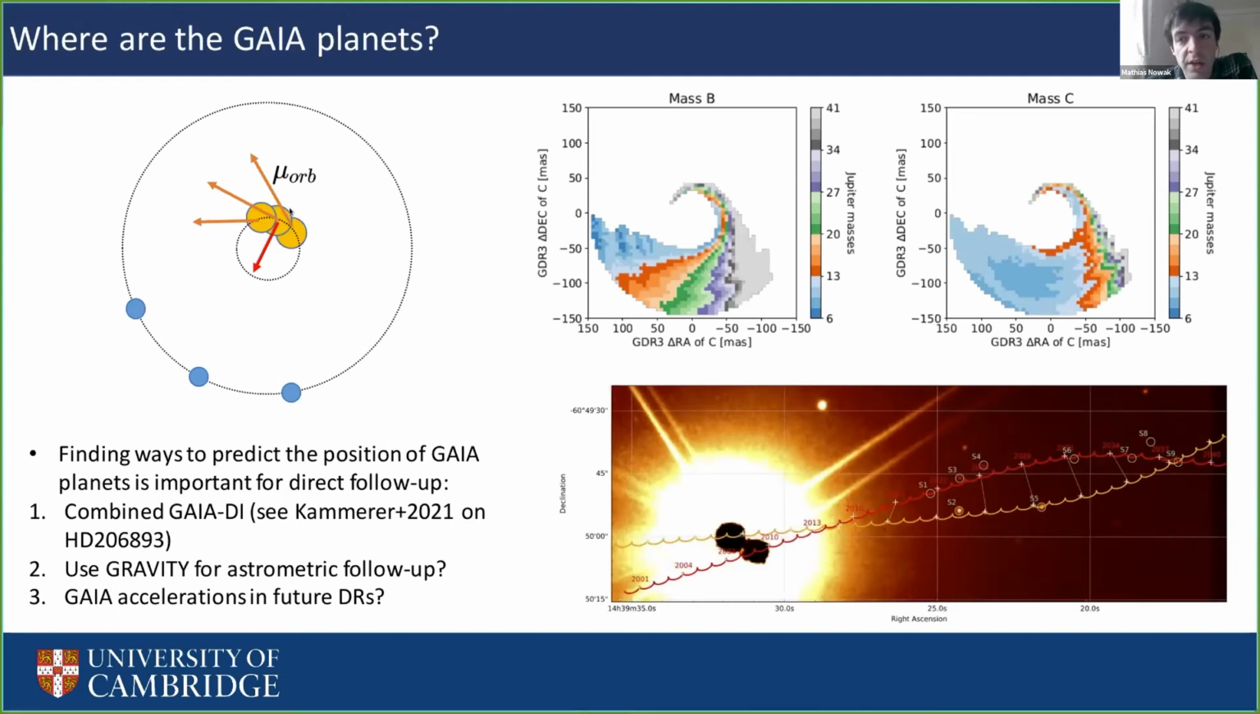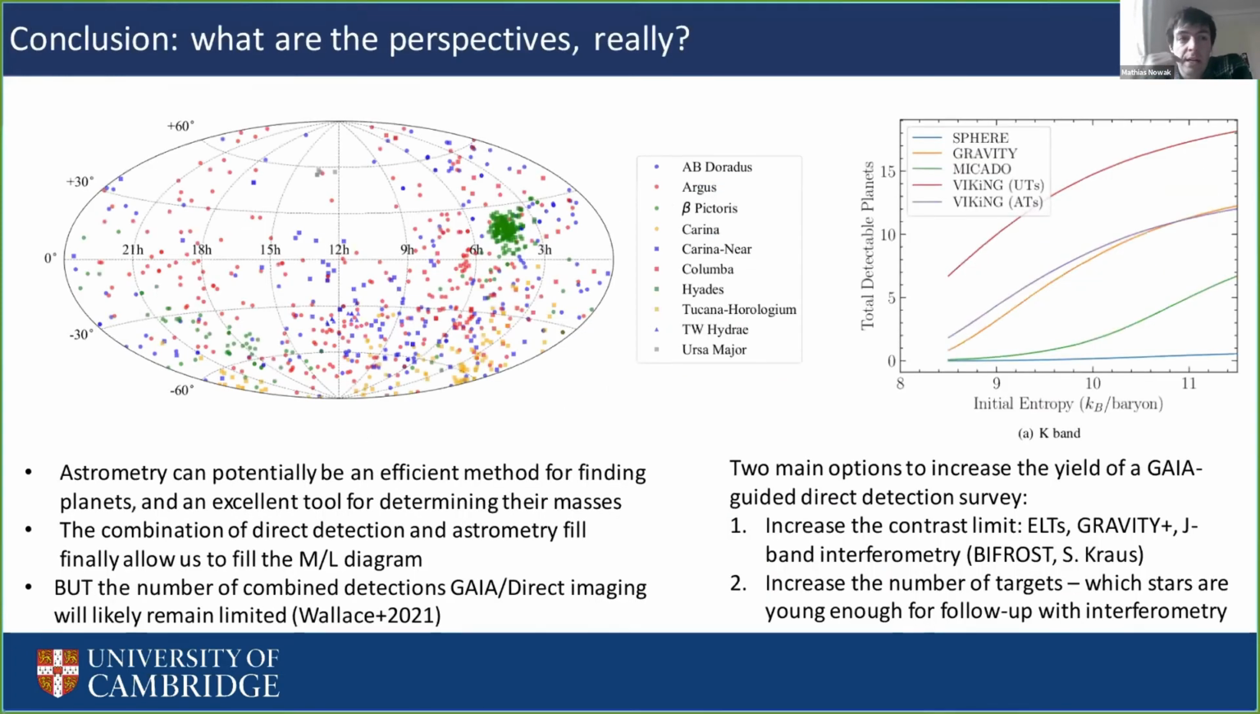Another way is to maybe dig into the Gaia data. Gaia has been observing the stars for a few years. So in principle, it may be possible to dig out the acceleration, not just the proper motion, but the acceleration of the star from those data. And if you can do this, then you directly have an estimate of the direction of the gravitational force and so of the direction of the planets. So all of these are ideas which could be used to determine the position of Gaia candidates for following up with something like GRAVITY.